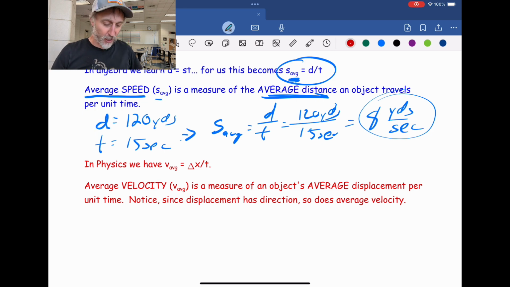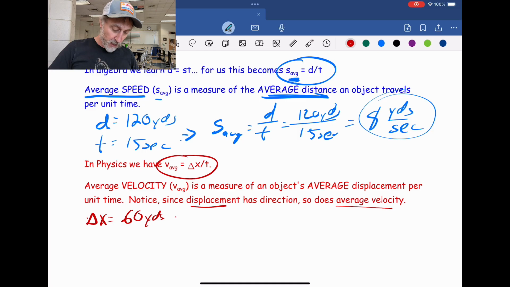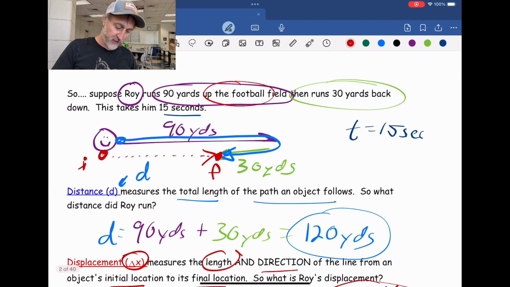Now, in physics, we usually care about average velocity. And average velocity is probably exactly what you would guess that it is. Definition-wise, it's a measure of the average displacement per unit time. And notice that because displacement has direction, so does average velocity. So let's find his average velocity. His displacement we had decided was 60 yards up the field. And the time this took him was 15 seconds. You saw him go, he started running, and 15 seconds later you looked back and he was 60 yards from his starting point, because he started here and ended here.